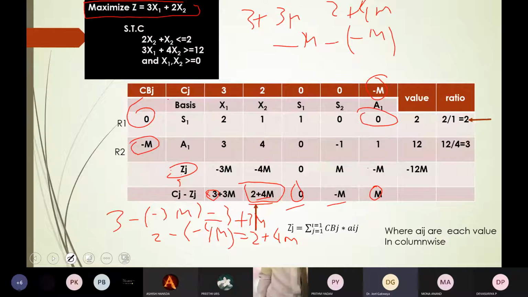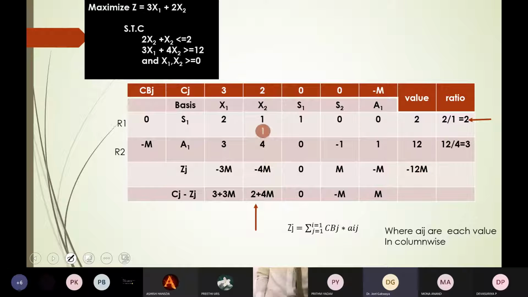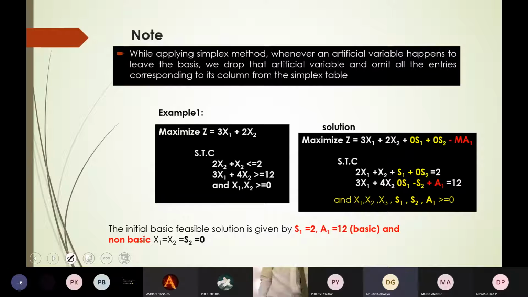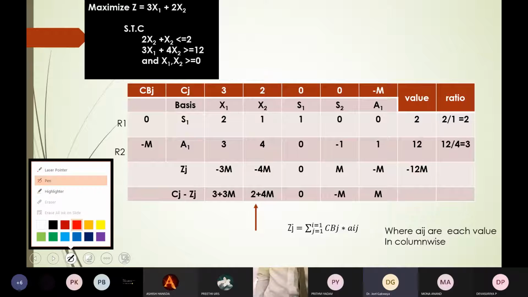We are going to choose the value which has the highest M, or highest penalty. That is 2 plus 4M. If it were 1 plus 7M, we would have chosen that column. So this one is going to be treated as the key column, and once we treat this as the key column, the whole of this column is going to be selected.